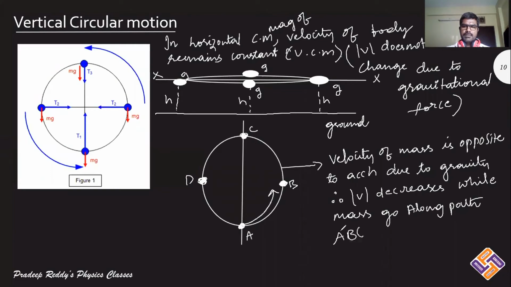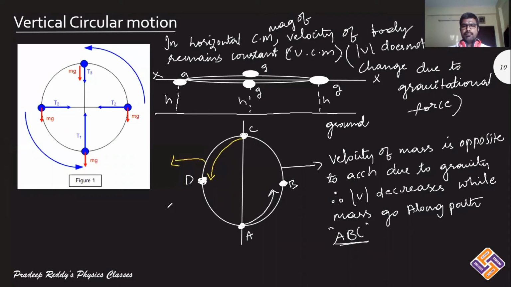A, B, C. So along this path A, B, C, when the body is going upward, what would happen? When the body is going upward, acceleration due to gravity is in the downward direction. The body is going in the upward direction. Therefore, velocity magnitude should continuously decrease with respect to time. So when the body is going from A to C, the magnitude of velocity decreases because gravitational force always pulls it in the downward direction.